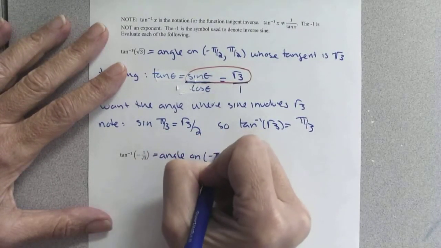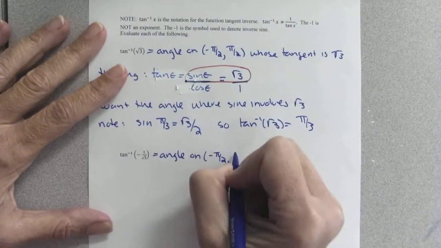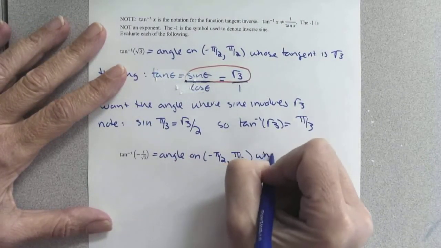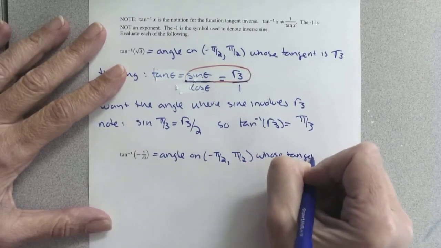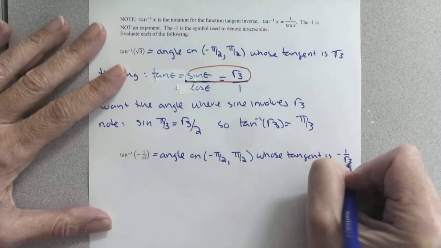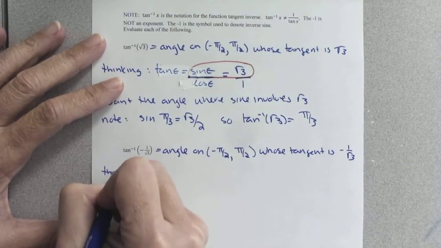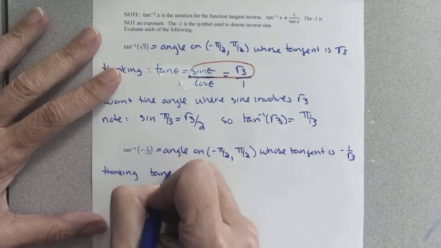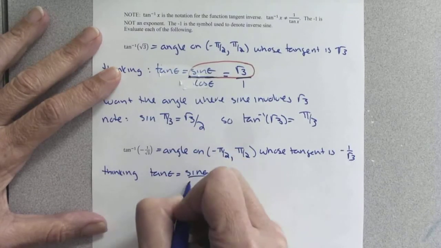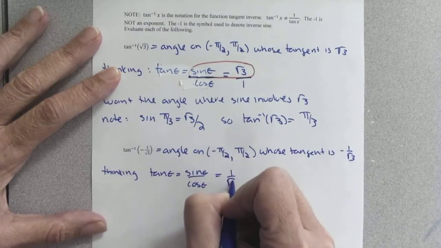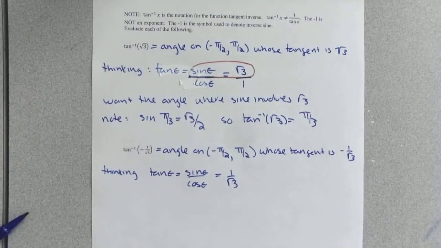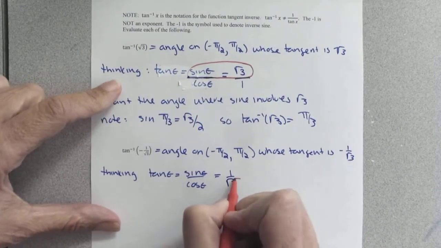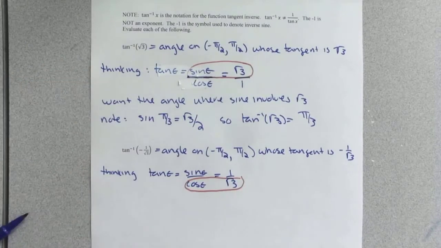This is the angle on negative pi over 2 to pi over 2, whose tangent is negative 1 over the square root of 3. So again, my thinking, and just like the inverse sine when we did before, the negative is going to be a negative answer. So you don't really have to worry too much about the negative. So tangent of theta is sine theta over cosine theta, 1 over the square root of 3. Because the negative is just going to have a negative answer. So again, matching things up.